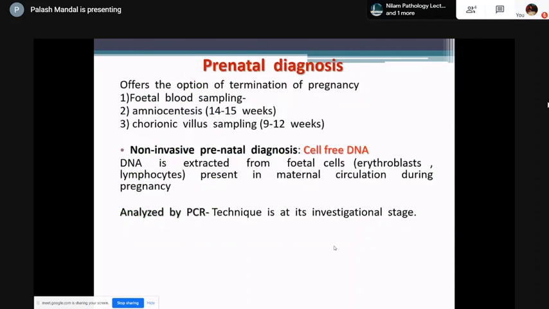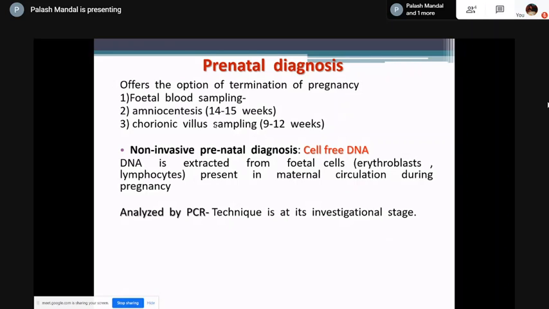So we can in fact do it by PCR technique. It is written here also. So here also the PCR method can be used, and one of the newer modalities of finding out without disturbing the fetus as such is from the DNA extracted from the fetal cells, that is lymphocytes and erythroblasts, which are present in the maternal circulation during pregnancy.